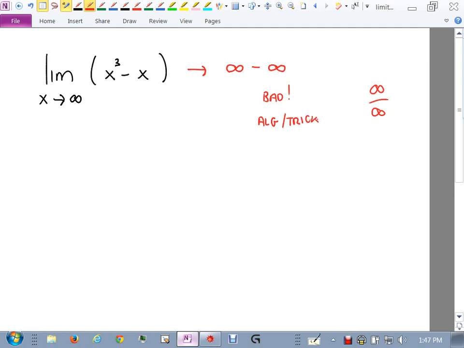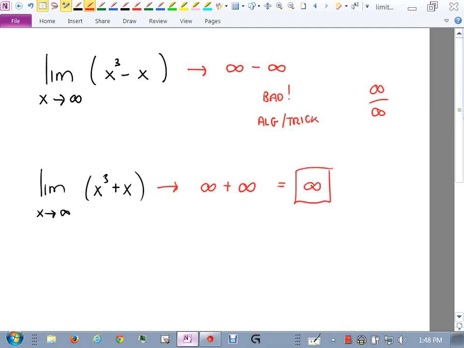Now, before I do that, would this have been a problem? Direct substitution here would have been infinity plus infinity, right? So what's a huge number plus another huge number? Huge number. So this answer would have been infinity. Okay? The answer here would have been infinity. We would have boxed it up. It's the subtraction we can't determine.